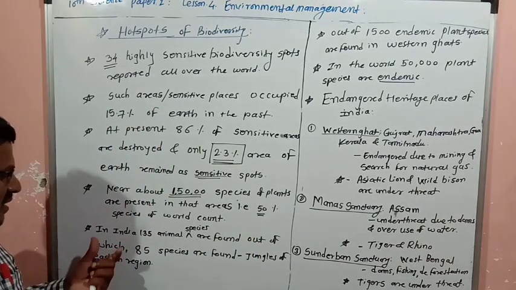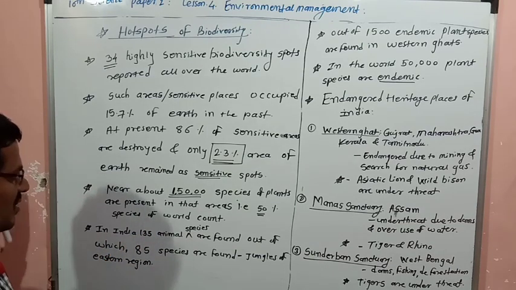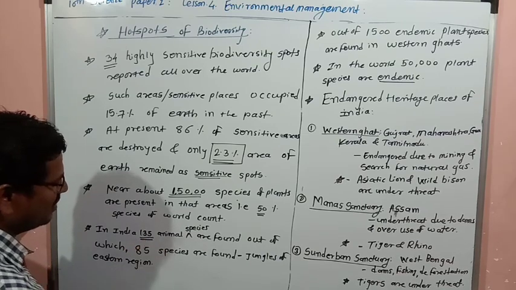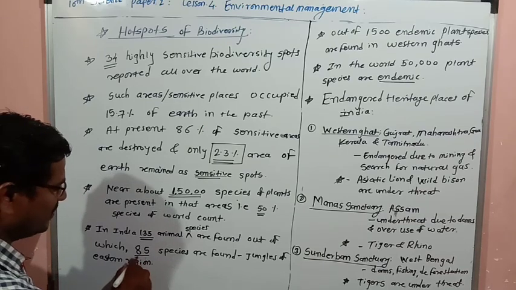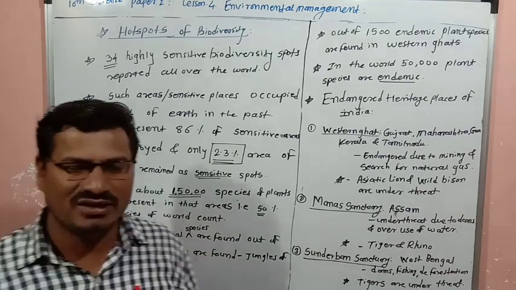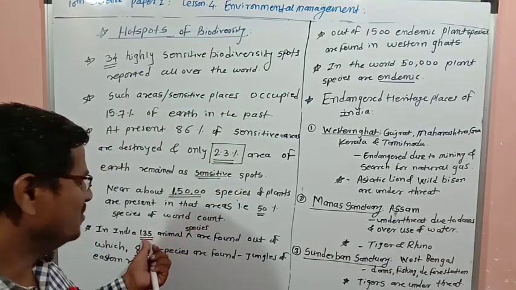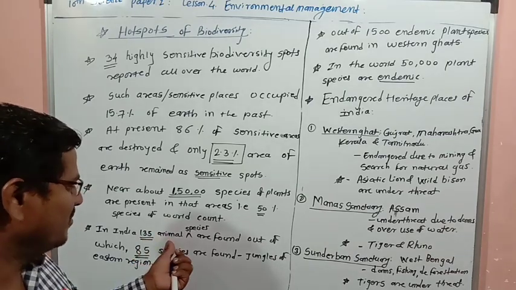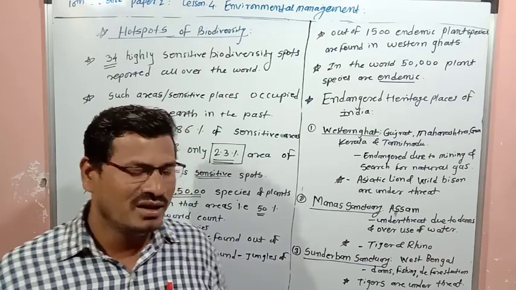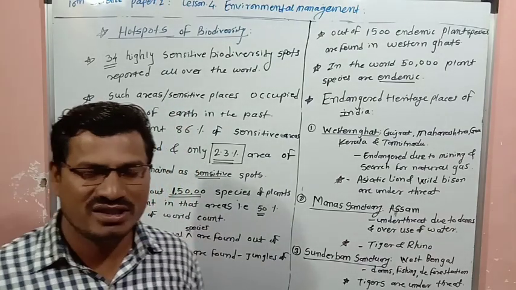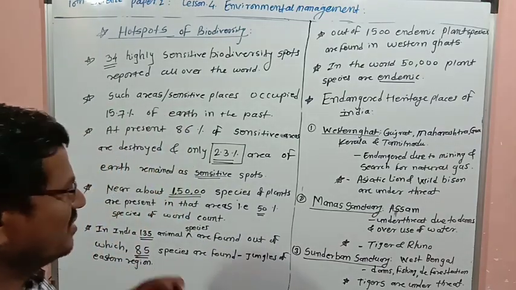So again, in India, 135 animal species are found. In India, how many species are found? 135 species of animals are found, and out of them, 85 species are found in the jungles of the eastern region, the eastern side of India.